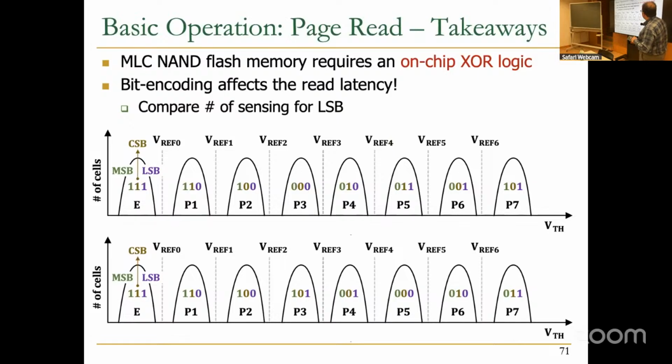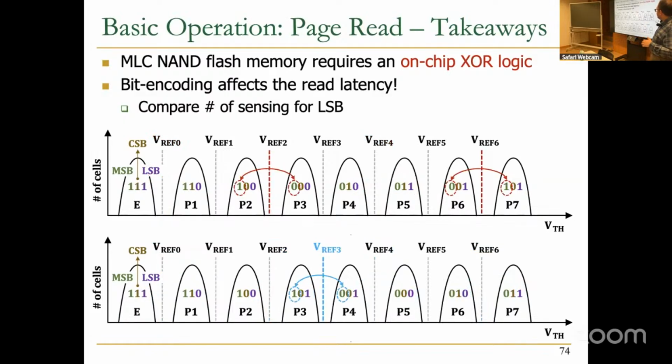In the above encoding, when I want to read LSB, I need to apply only reference VREF0 and VREF4, because these are the only two reference voltages that I'm observing toggling between them. But for this one, when you want to read LSB, you need to apply 4 reference voltages. Clearly, reading LSB with this kind of encoding is slower, right? But there is a trade-off here.